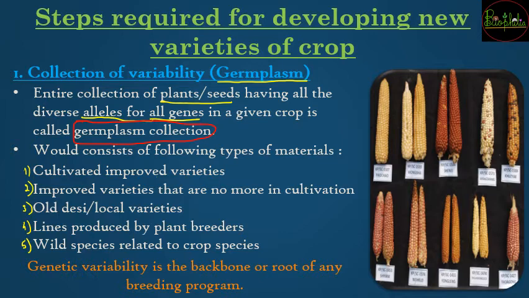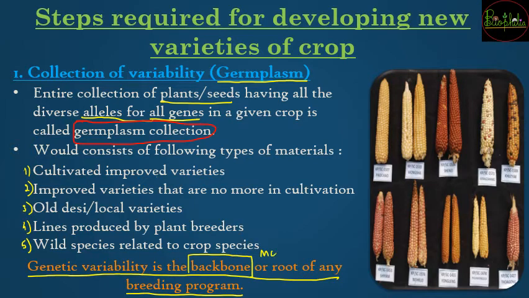So for this, a very important point has been given to you, that is genetic variability is the backbone or root of any breeding program. So genetic variability, if you are not shown the options, then you are not going to understand what sort of qualities you can get into a plant. So for that reason, genetic variability is going to be the backbone and root of any breeding program. So this is going to be a very important MCQ.